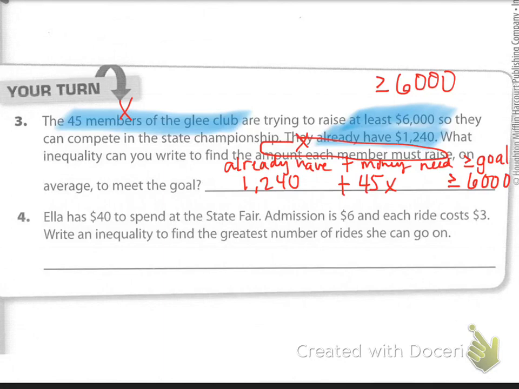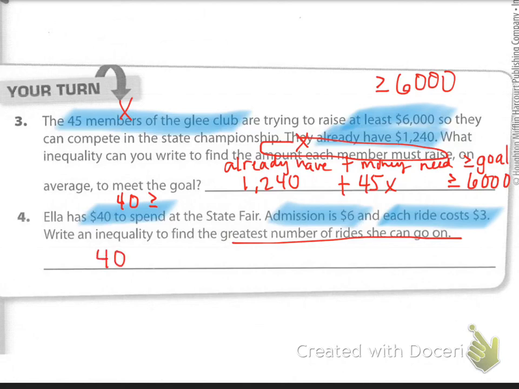Ella has $40 to spend at the state fair. Admission is $6 and each ride costs $3. How many rides can she go on? So this one's going to be a little different because she has to spend less than $40. So $40 has to be greater than or equal to whatever she spends. So this is money she has. The money she has has to be greater than or equal to the money she spends.